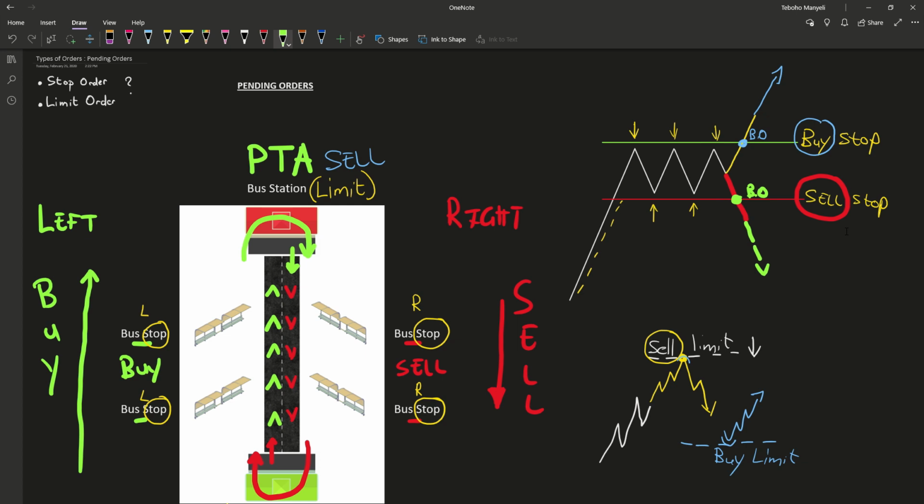We use buy stops to continue in the direction we expect the market to go. So it's like pick us up along the route. Okay, in terms of the limit orders, we expect the market to get to that level and basically turn and do the opposite and move in the opposite direction. Alright, so I hope this paints a great picture.